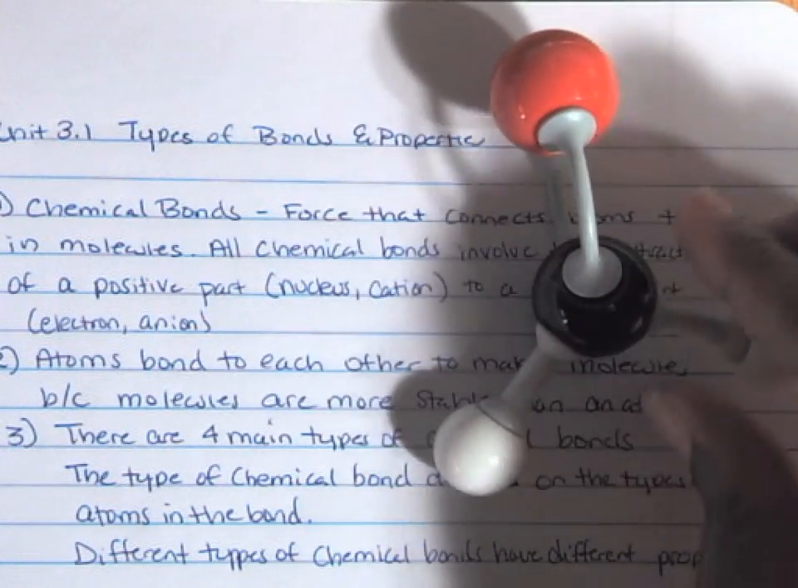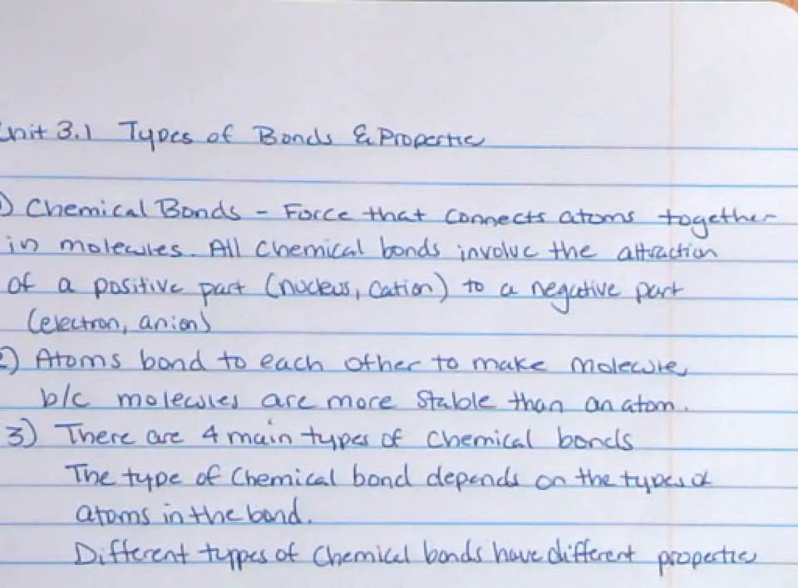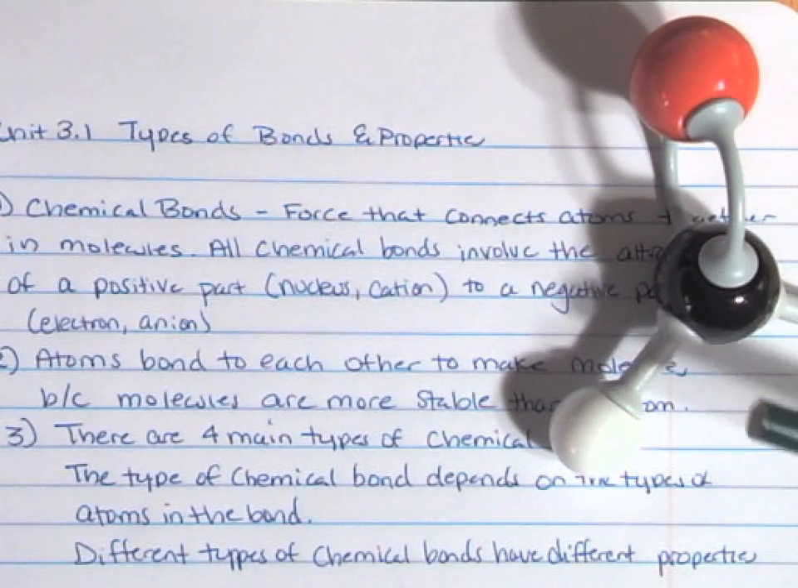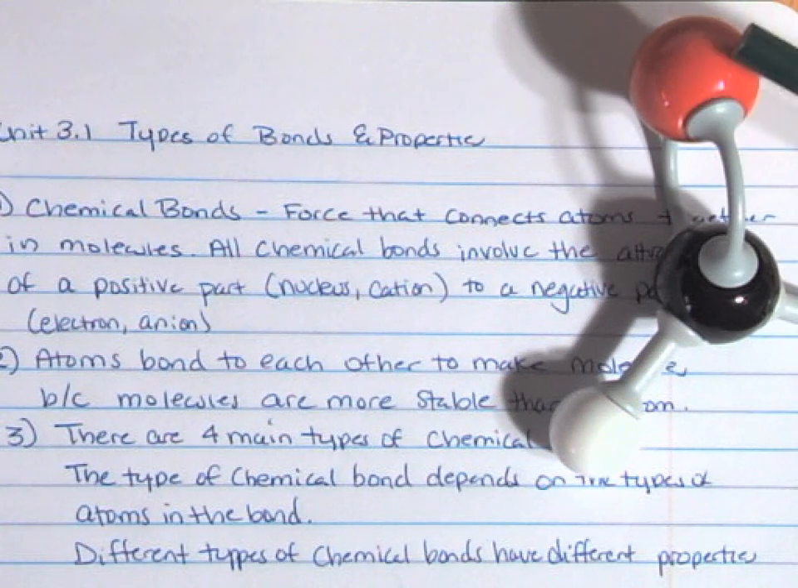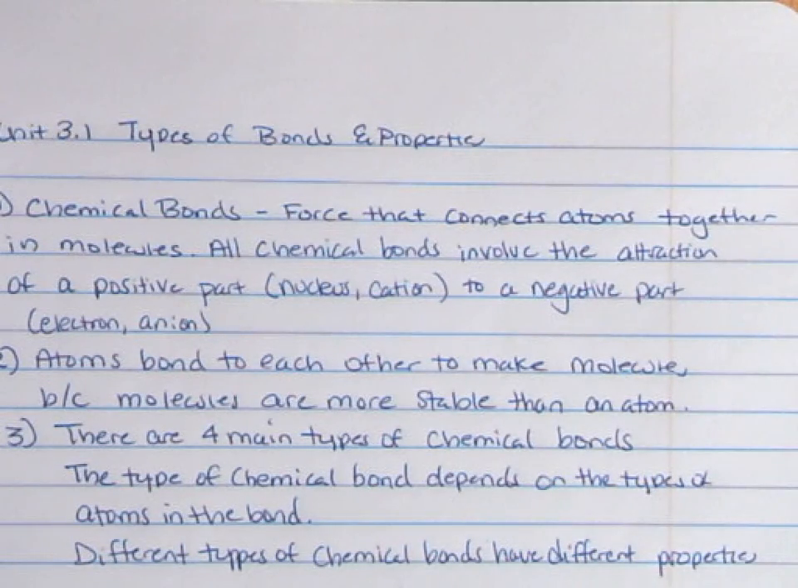Now these bonds specifically are covalent bonds, but there are other types of bonds like ionic bonds. And they look different, but in all cases, the bonds involve some sort of negative part, which in the case of covalent will be the electrons, and some sort of positive part, which will be the positively charged nucleus in a covalent bond. It keeps them together.